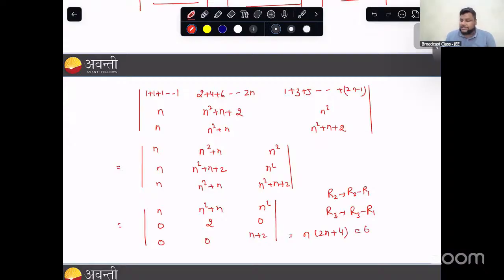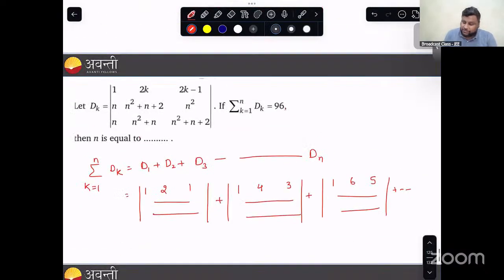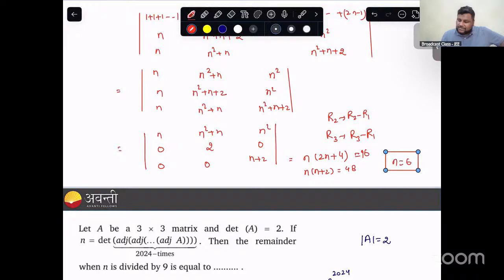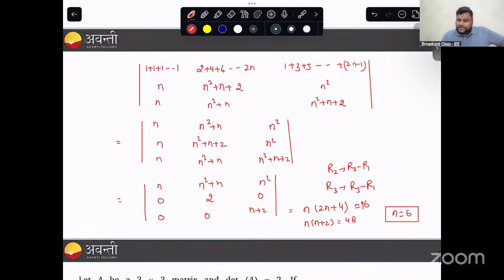And they said this is equal to 96. This is equal to 96. Means n into n plus 2 is 48. So that's pretty much obvious. N is 6. So that 6 into 8 is 48. So n is what? 6. Correct? Easy one.